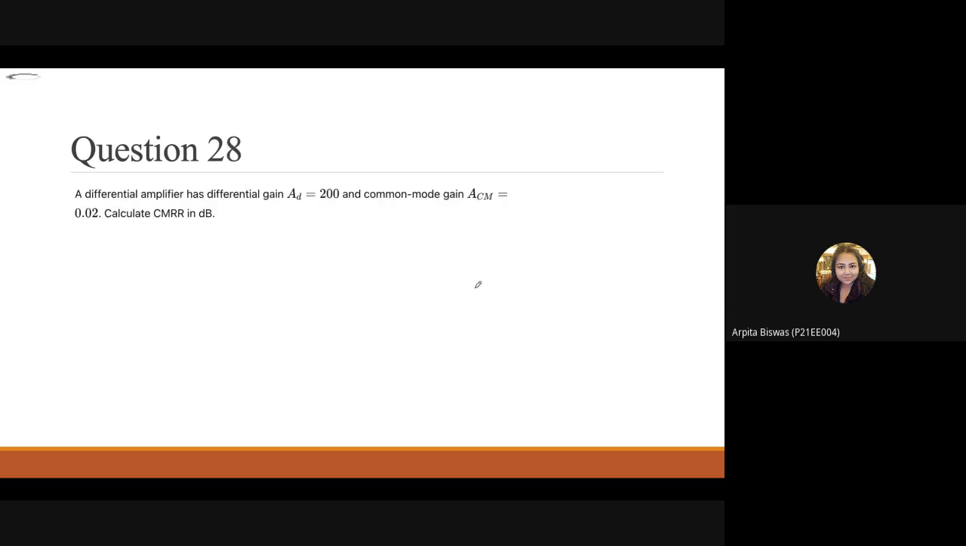Okay. So this is question number 28. A differential amplifier has a differential gain AD equal to 200 and common mode gain ACM equal to 0.02. Now calculate the CMRR in dB. Ma'am, it is 80 dB only. Yes, 80 dB.